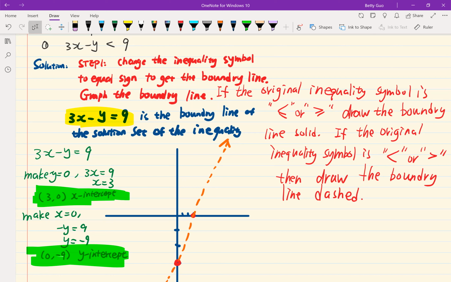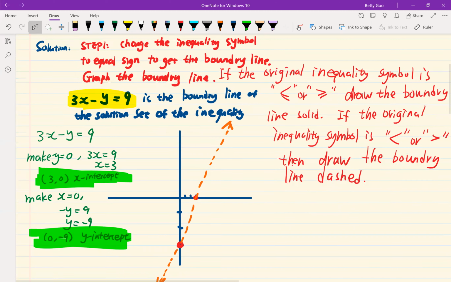If the original inequality symbol contains the equality, it is less than or equal to or bigger than or equal to, you draw the boundary line solid. Otherwise, you draw the boundary line dashed. Okay, let's see the second step. Step 2.